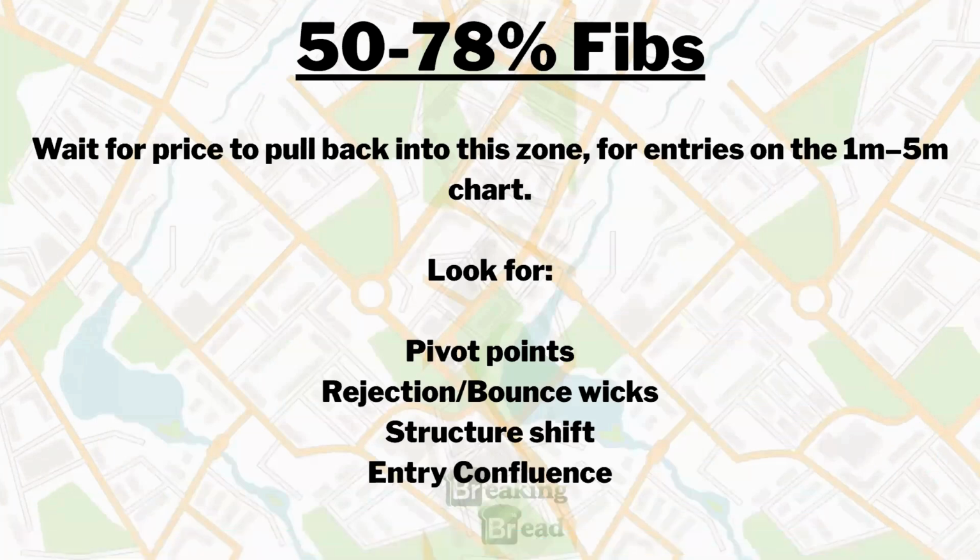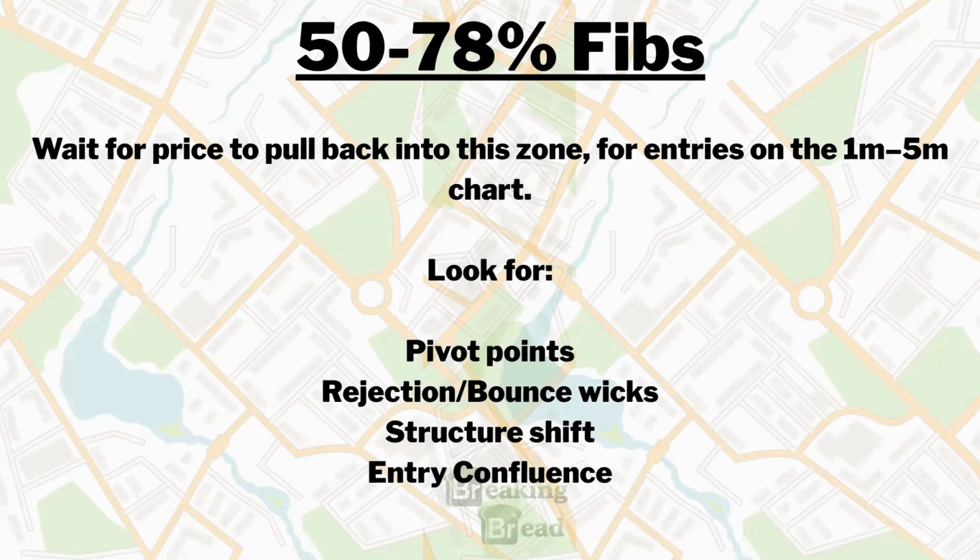All right, so for your best entry, I'm recommending that you enter between the 50% and the 78% fib area. So wait for price to pull back into this zone for entry on the smaller time frame. So that would be between the 1 minute and the 5 minute time frame. I'm not recommending the 30-second to you. You get down there on your own time. But between the 1 minute and the 5 minute time frame, in between those zones, once you have confluence with what the higher time frame is saying.